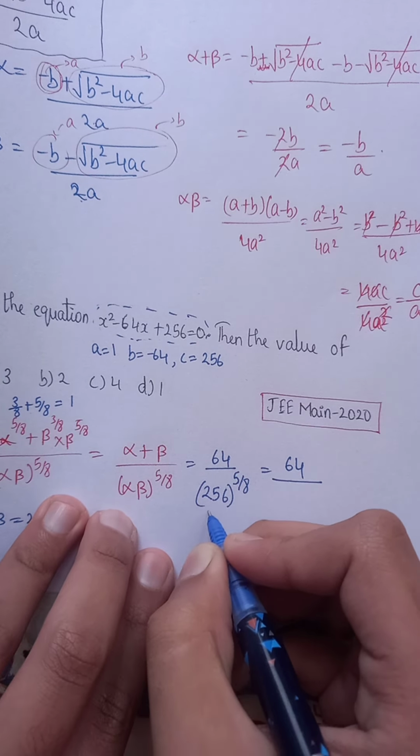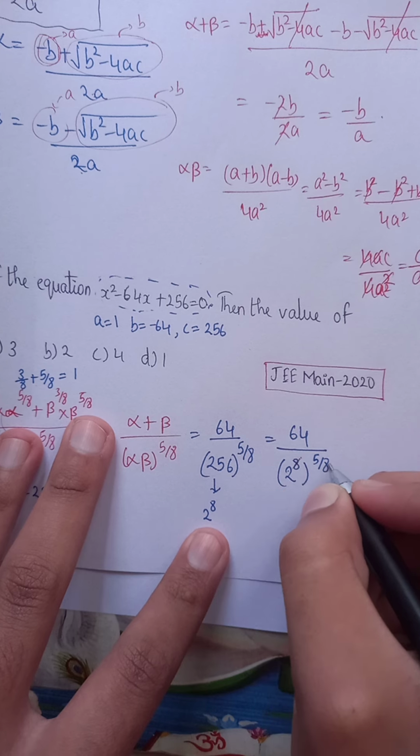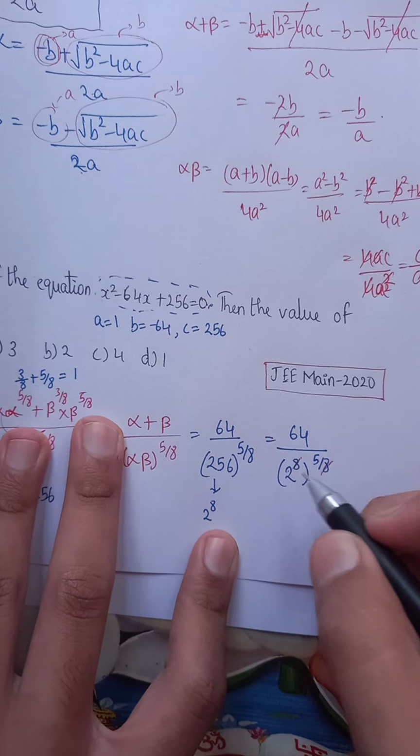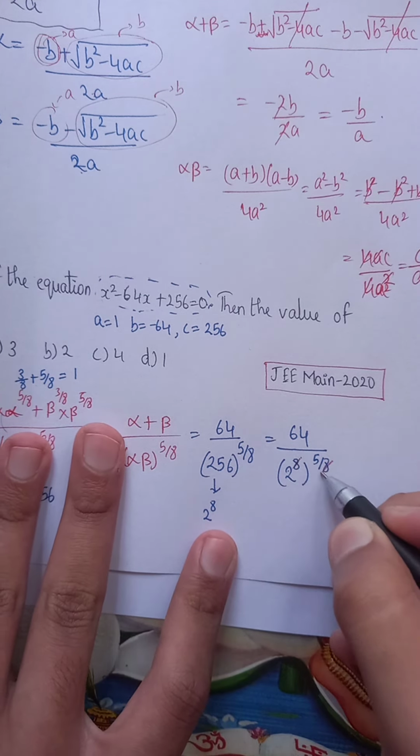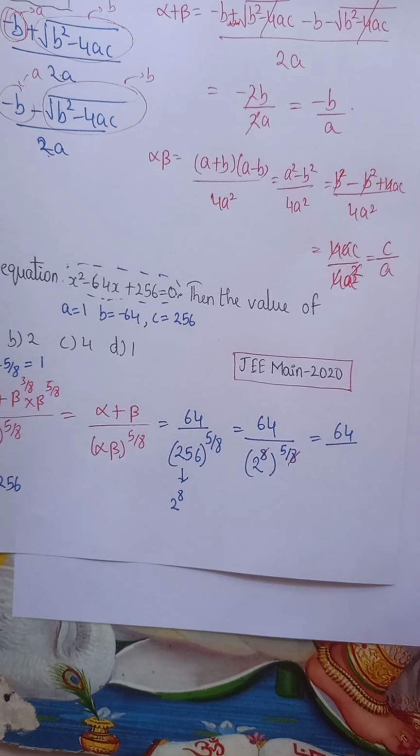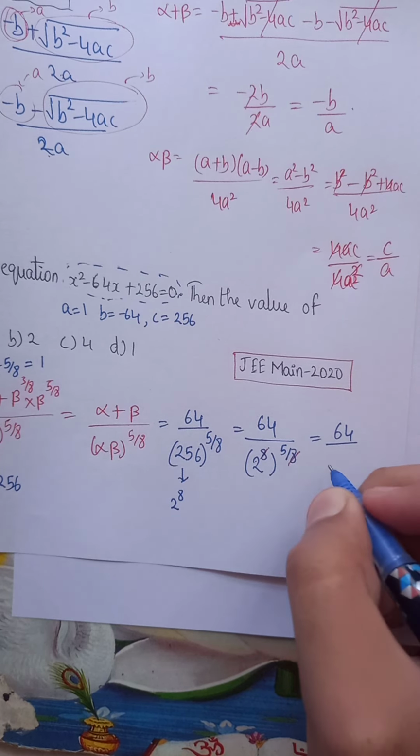See, this 8 and this 8 get cancelled, because this 8 is in the numerator and this 8 is in the denominator. So 8 into 5 by 8, the 8 gets cancelled, which gives 2 to the power 5. If you multiply 2 to the power 5, 2 cube is 8 and 2 square is 4, so 8 into 4 is 32. 32 twos are 64. Answer is 2. So therefore option B is the correct answer.